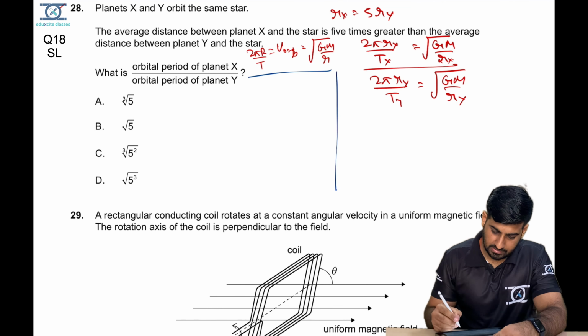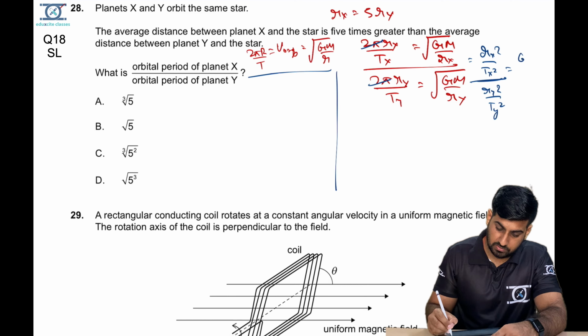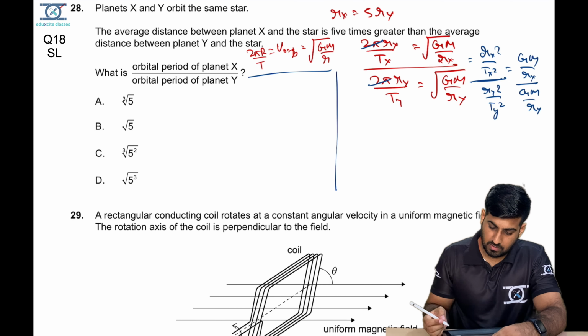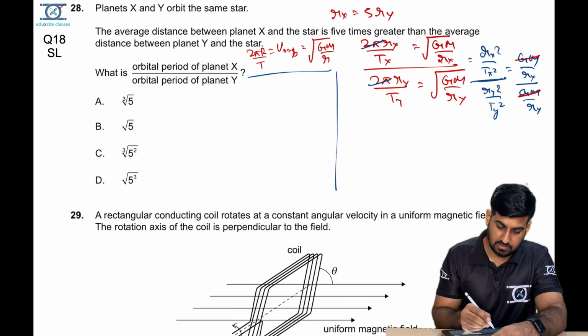Okay, so till here it is clear. Now squaring both the sides, we can cancel this at least. 2 pi gets cancelled. So squaring both the sides we get r_x squared upon t_x squared, upon r_y squared upon t_y squared, is equal to GM upon r_x upon GM upon r_y. Right, now GM and GM get cancelled.